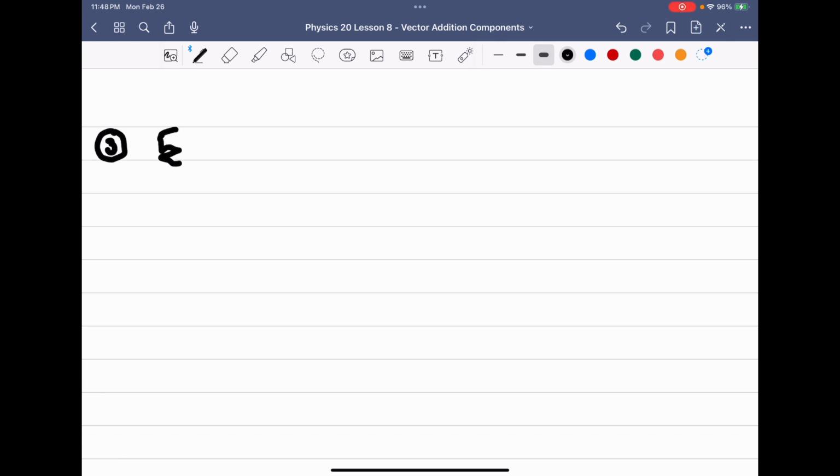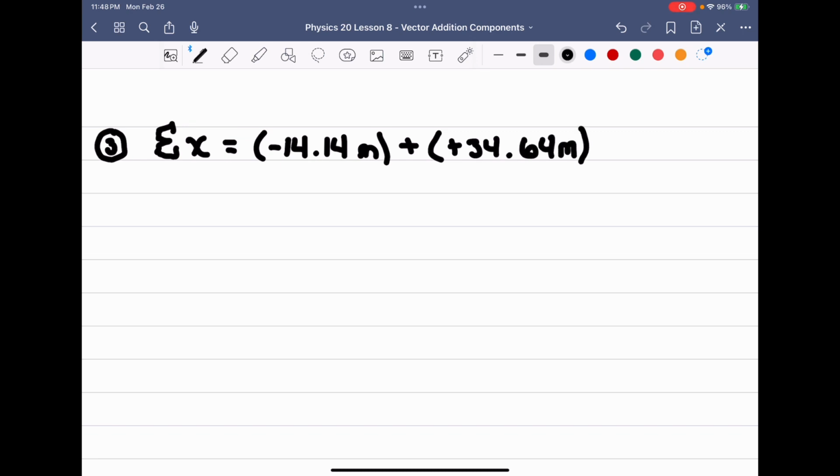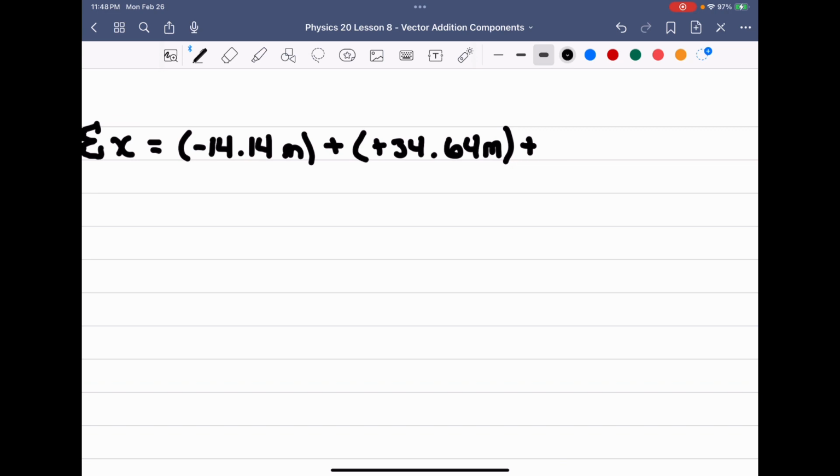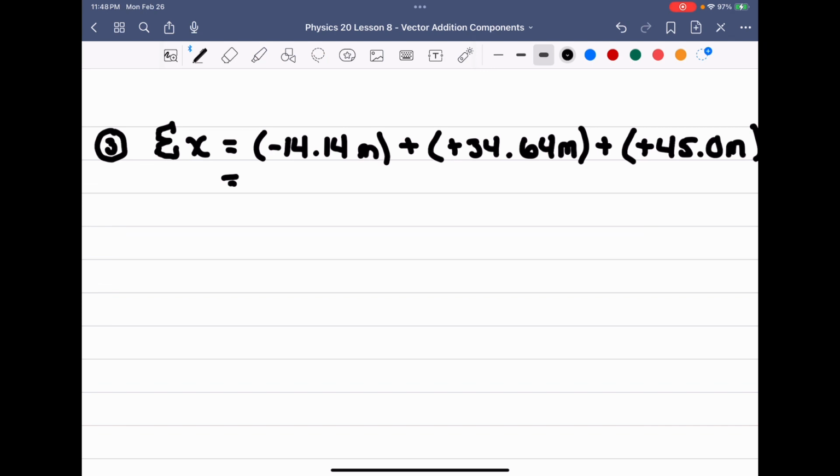The sum, or the sigma of x, I'm going to try and draw that just a bit better. I know I struggled to draw this one even in class. The sigma of x, or the sum of the x's, is equal to, I'm going to take the negative 14.14 from the first triangle. I'm going to add that to positive 34.64 meters, which came from our 60-degree triangle. And then lastly, from our 70-meter triangle, we got positive 45.0 meters. Now, that means that the sum of all the x's is equal to positive 65.5. The sigma of x is positive 65.5.